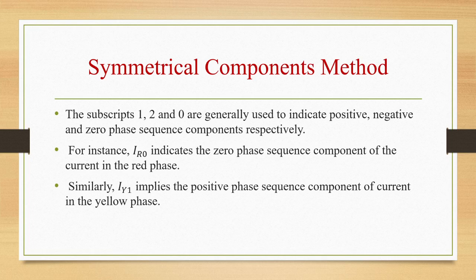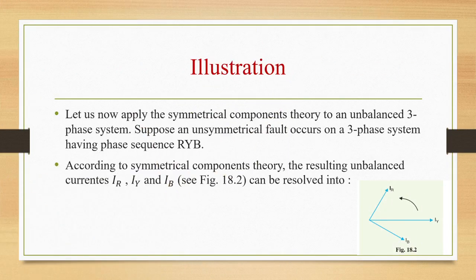For instance, IR0 indicates the zero phase sequence component of the current in the red phase, and IY1 implies the positive phase sequence component of current in the yellow phase. Let us now see this in an illustration. Let us apply the symmetrical components theory to an unbalanced three-phase system.